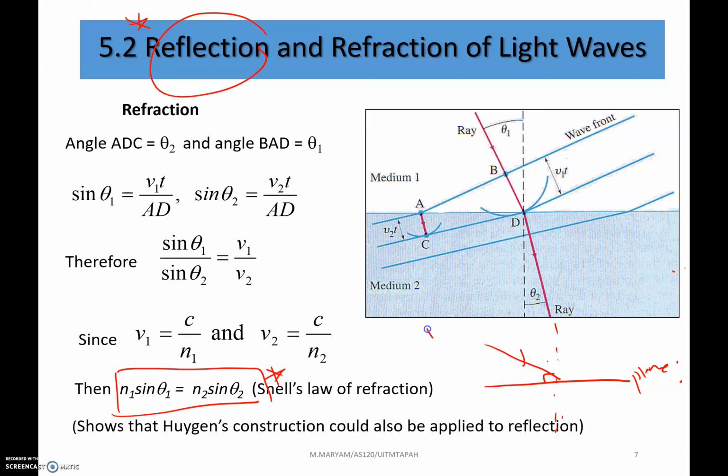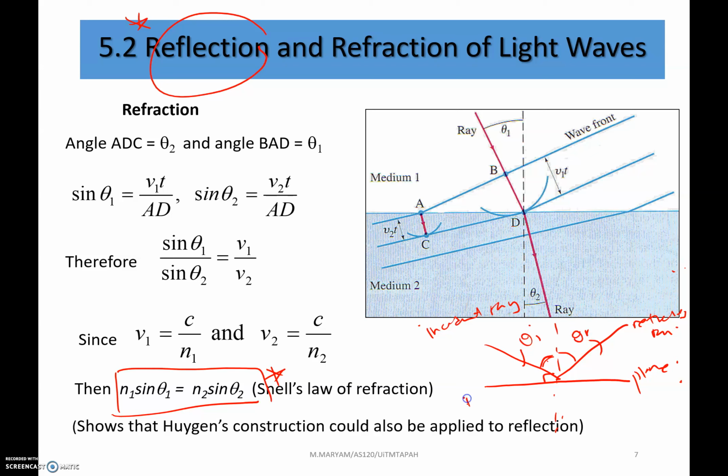So let's say I have an incident ray here, and the incident ray hits the surface, which reflects back the light. So how do I determine the incident angle and the reflected angle? The incident angle is between the normal line and the ray, so this will be my theta I, and the reflected angle is the angle between the normal line and the reflected ray. So this will be my theta R.